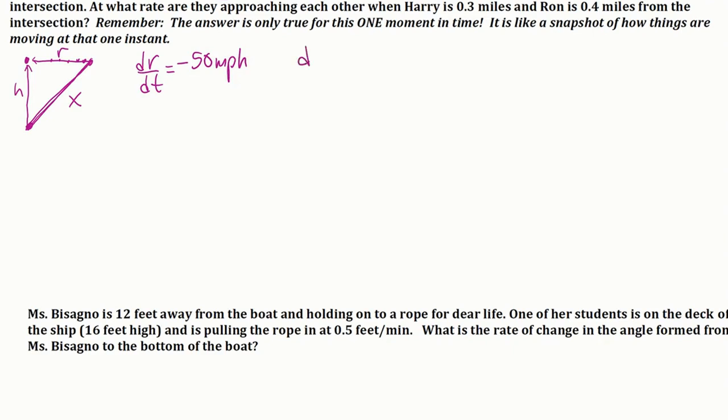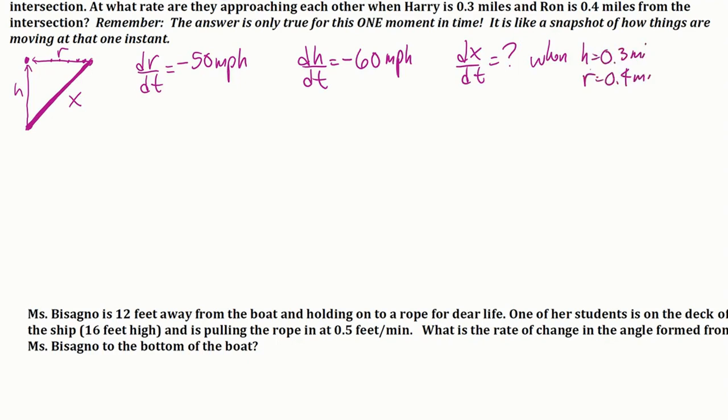Same thing with Harry. Harry is getting closer and closer to that point of intersection. That's going to be a negative rate because his distance is decreasing. And then we're trying to figure out at what rate are they approaching each other, their distance from each other. How is that changing? So that's my dX/dt. That's my question. At what rate are they approaching each other when Harry is 0.3 miles away and Ron is 0.4 miles away from the point of intersection?